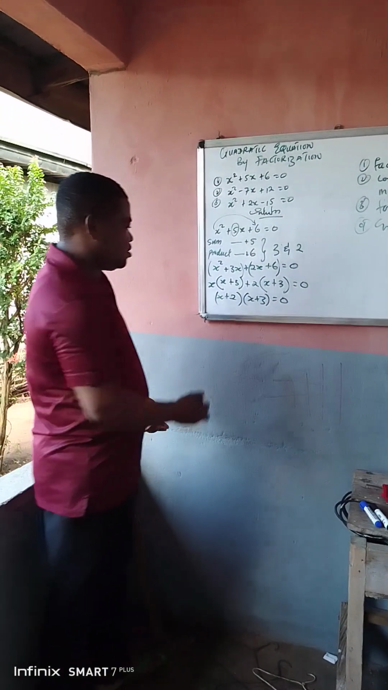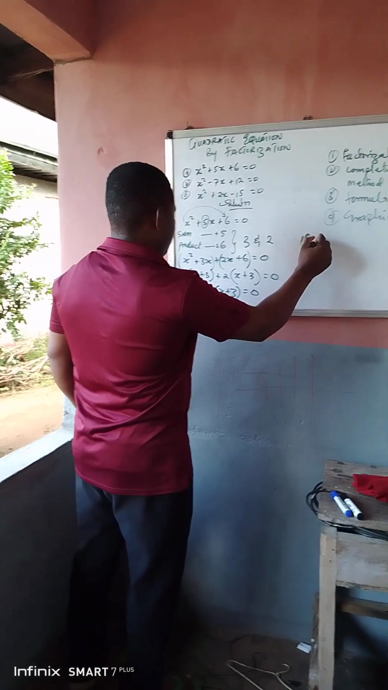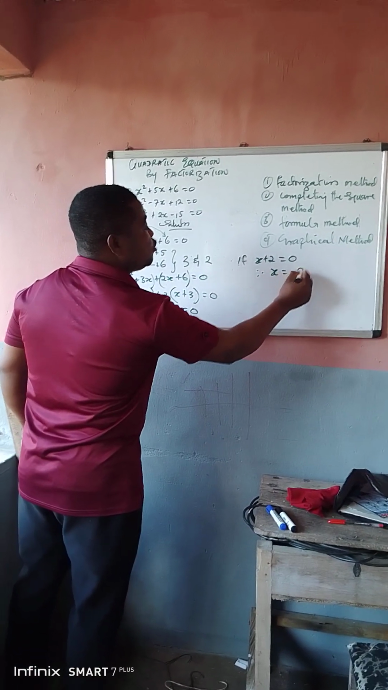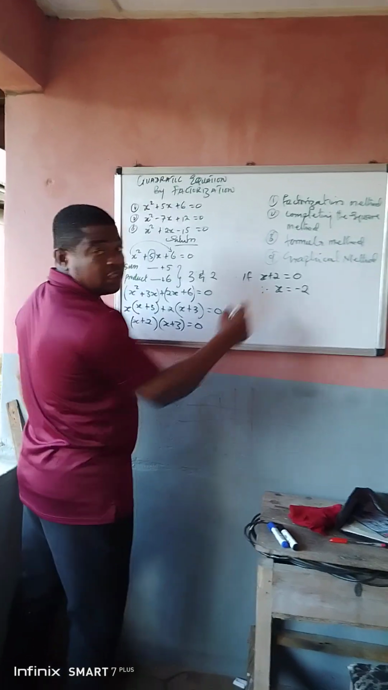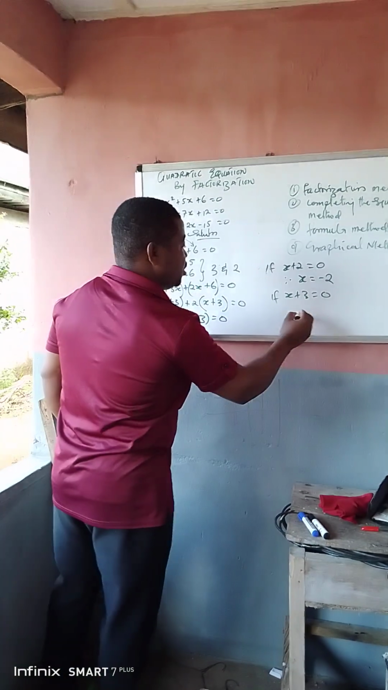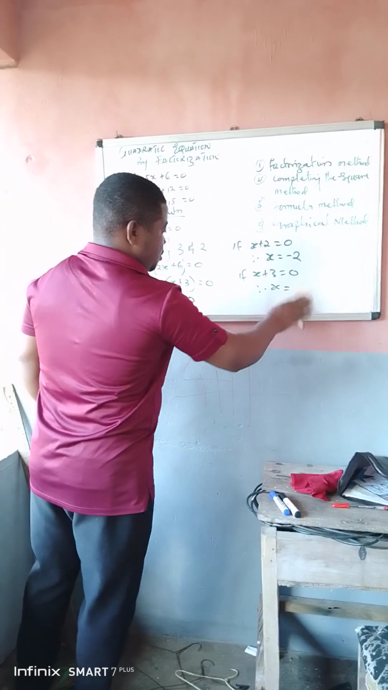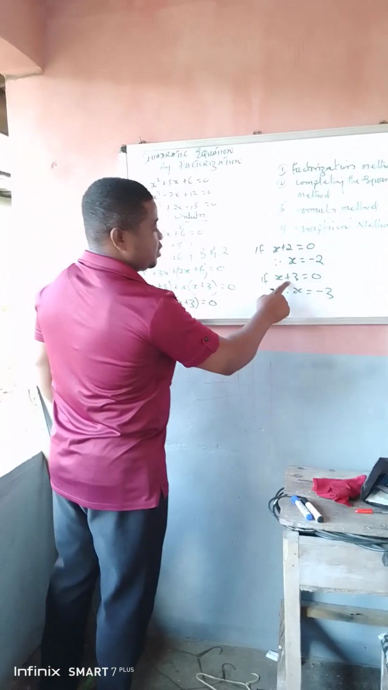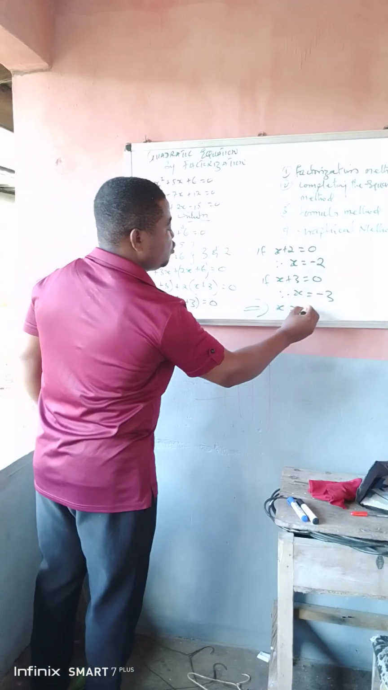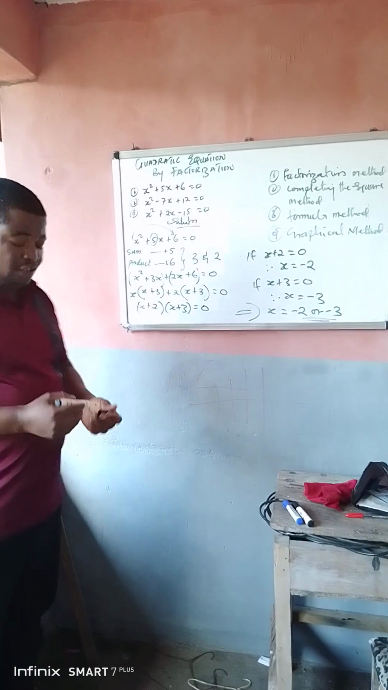And when that is correct, then we now have that if x plus 2 is equal to 0, it means that x is equal to minus 2. That is when plus crosses over the equality sign. And if x plus 3 is equal to 0, it means that x is equal to minus 3, that is plus 3 crossing over. Therefore, this implies that x is equal to minus 2 or minus 3. That is the answer for that very question.